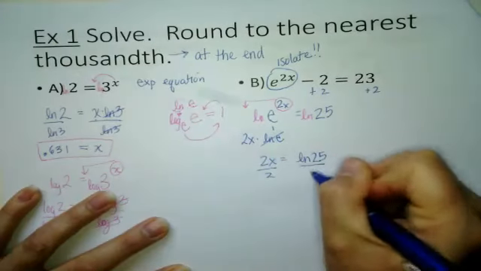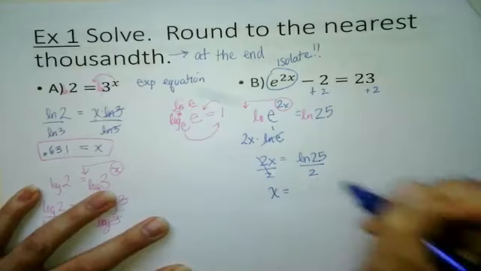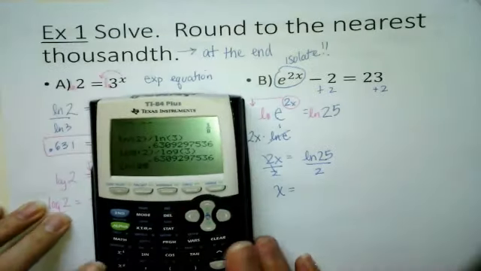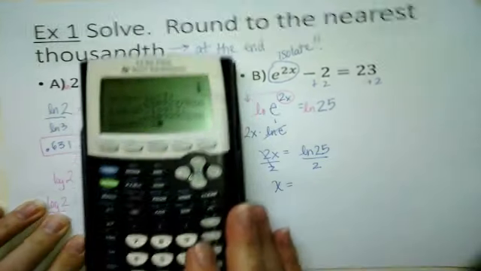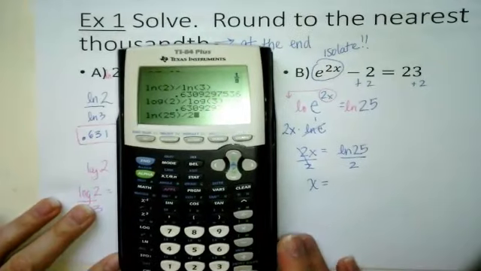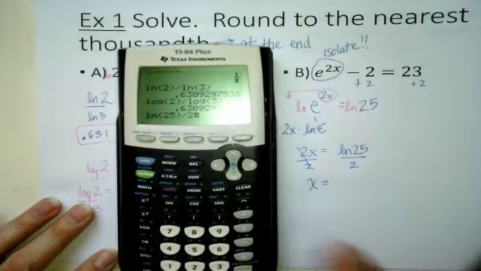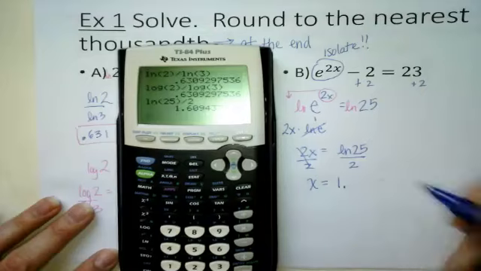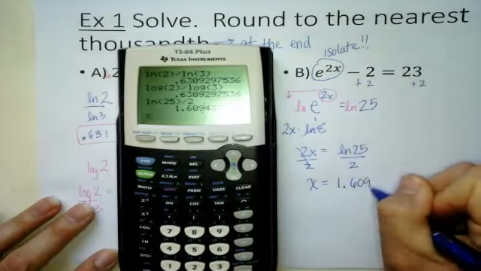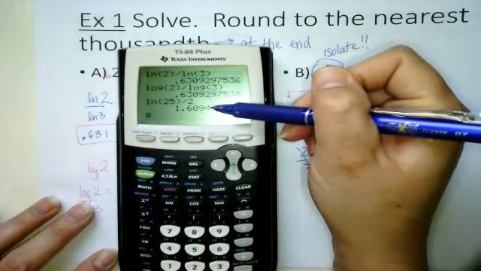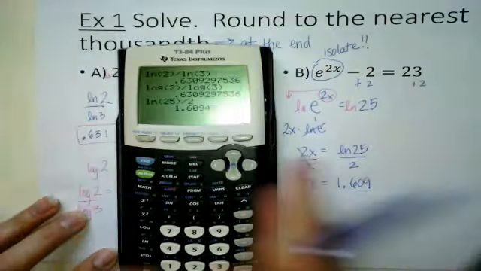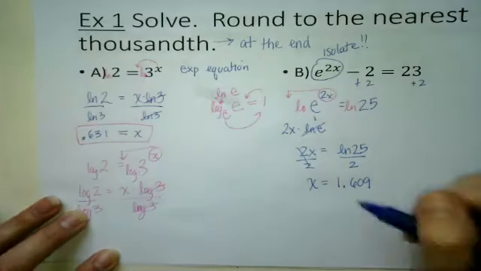I'm going to go ahead and divide by 2. And then I can plug that right-hand side in my calculator: natural log of 25 divided by 2. Watch your parentheses. Please make sure you get the natural log of 25, not 25 halves. And we get 1.609. Again, the 10,000th place is not 5 or more, so we keep it the same. You don't round down, you keep it the same.